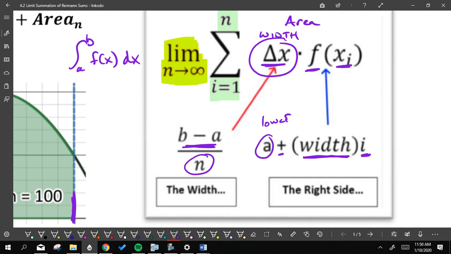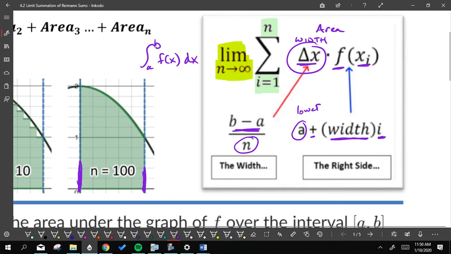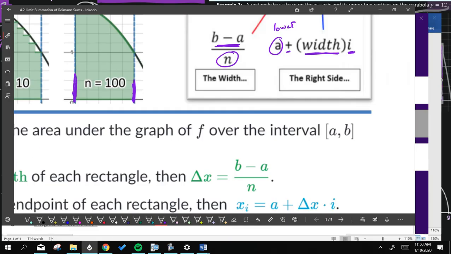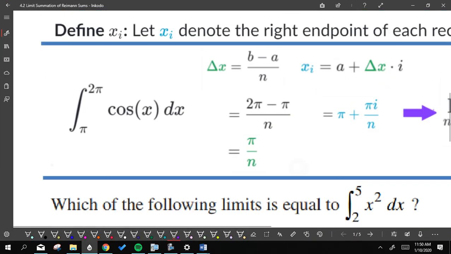All right, so let's look at it down here and see what it looks like with a representation. Let's say I had the integral from pi to 2 pi of cosine of x dx. I'm trying to find the area under the curve. So I want to do height and width.